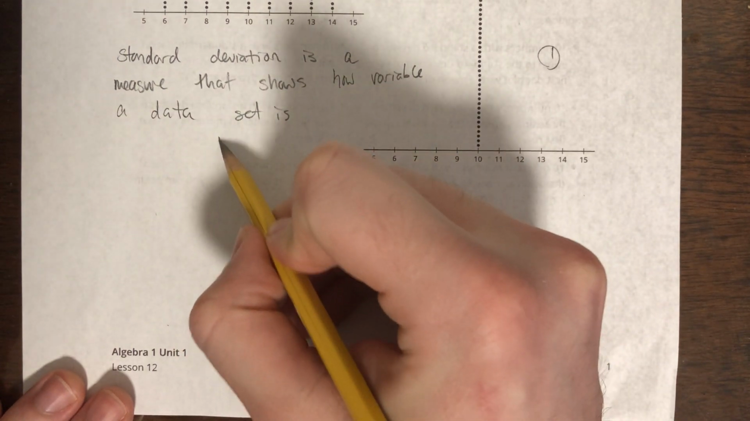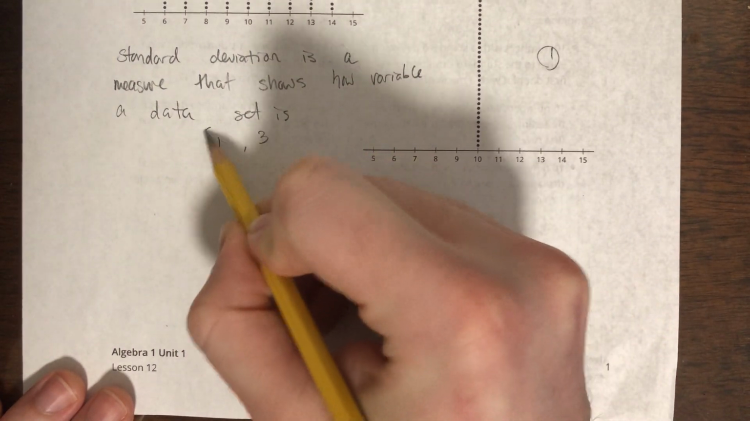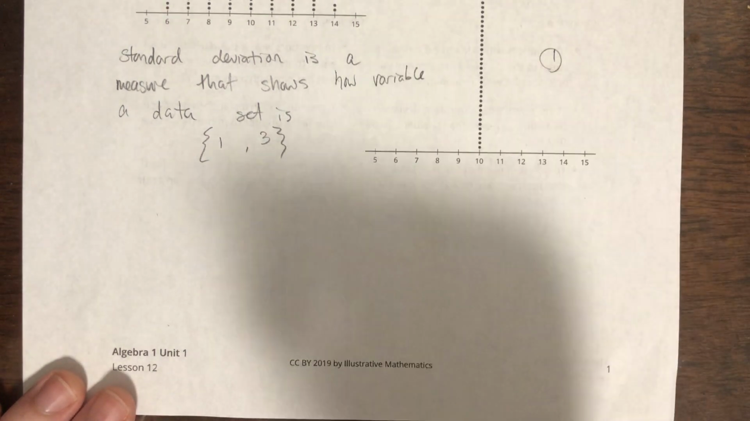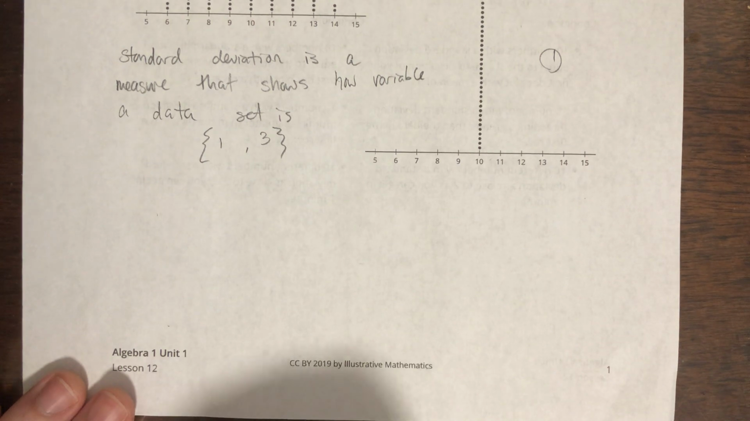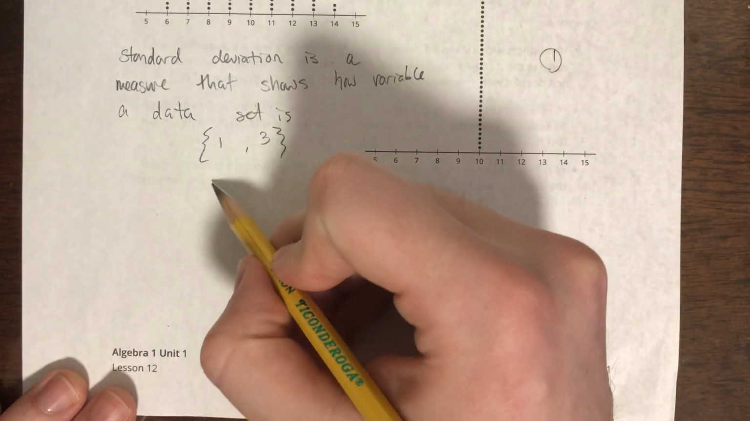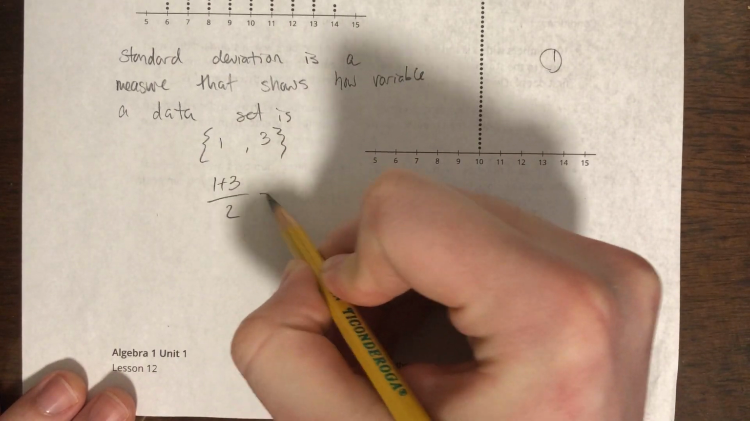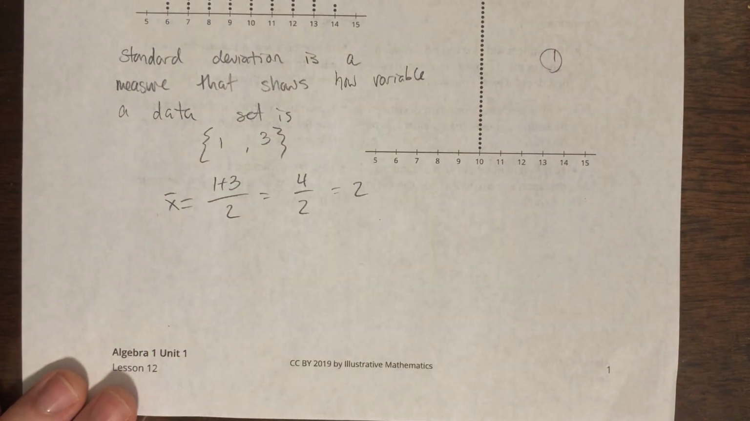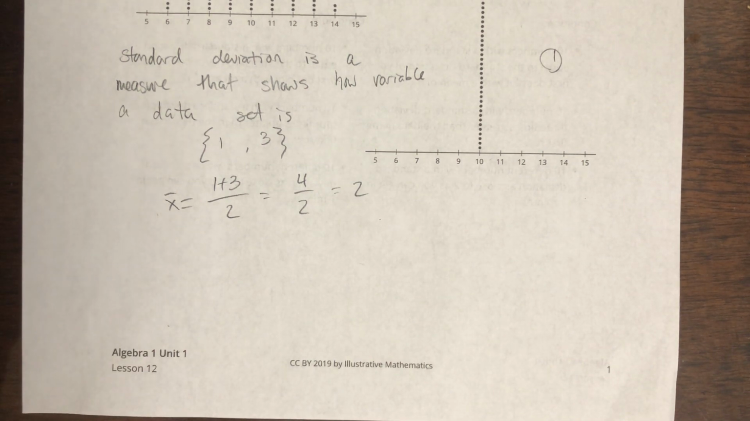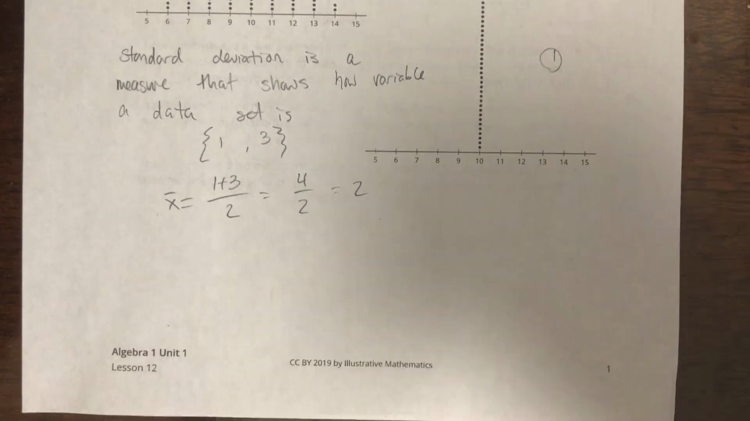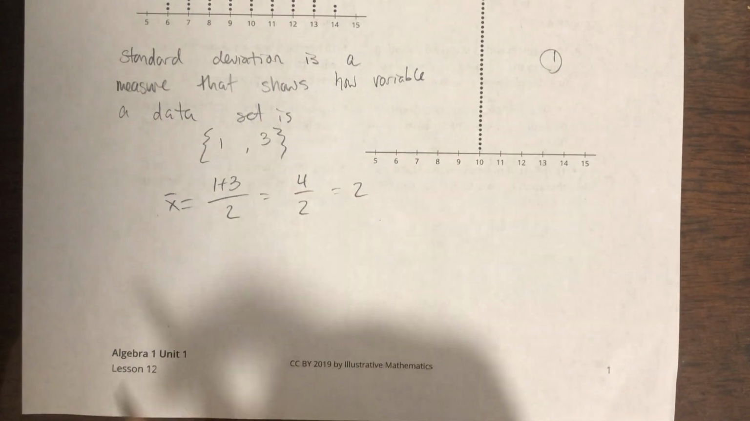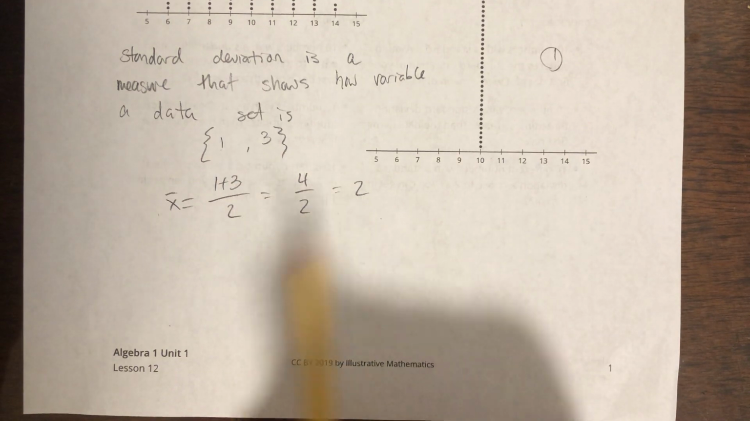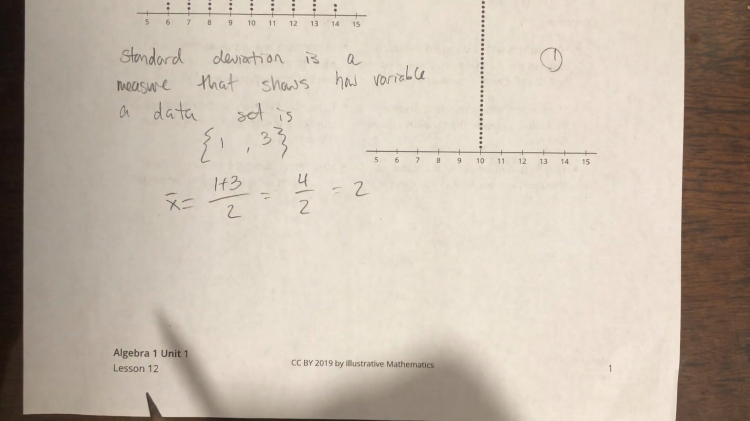Let's say I have a data set of 1 and 3. That is literally the only numbers in my data set, 1 and 3. So the first thing I want to do if I'm going to calculate standard deviation is I'm going to find the mean. So 1 plus 3 over 2, that's 4 over 2. So my mean, x bar, is equal to 2. So basically what standard deviation is, it's averaging how far all of these values are from 2. So you can see that 1 is 1 away from 2, and 3 is also 1 away from 2.